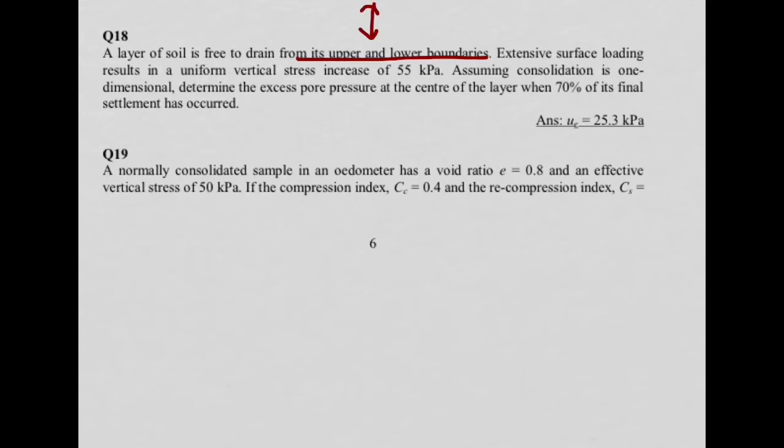Extensive surface loading results in a uniform vertical stress increase of 55. So the initial excess pore water pressure increase should be 55 too. Then, assuming consolidation is one-dimensional, determine the excess pore water pressure at the center of the layer when 70% of its final settlement has occurred. Okay, what is the meaning of this last sentence? 70% of its final settlement has occurred.